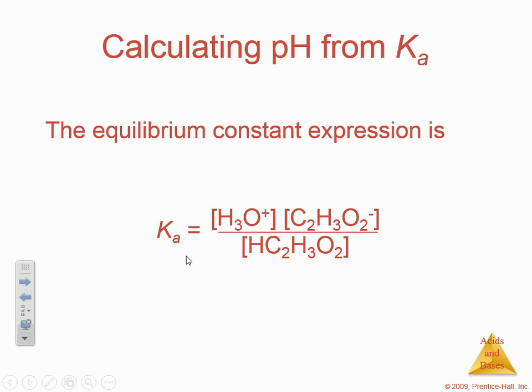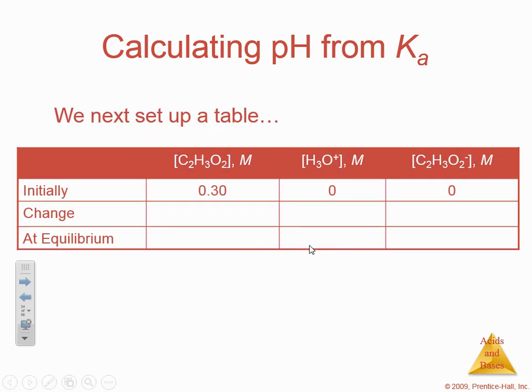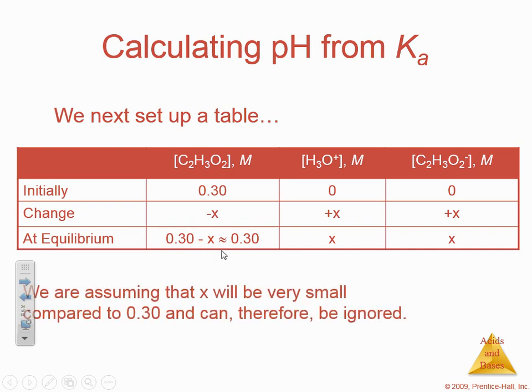How we can do that is this. We know Ka. We know the starting point of acetic acid is 0.3. What we can do is an ICE chart where we have initial, change, and equilibrium. Our change is minus X for the acid, and for our products it's going to be plus X. Remember, the change is so small that we can neglect it, so we can have 0.3. We're assuming that X is very small, so we're going to neglect it, and at equilibrium our concentration is 0.3, and our change is X, our change is X.